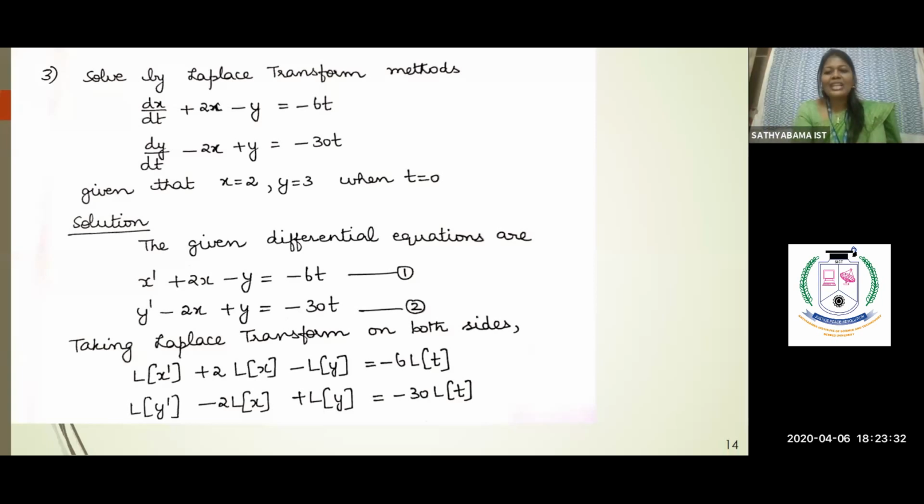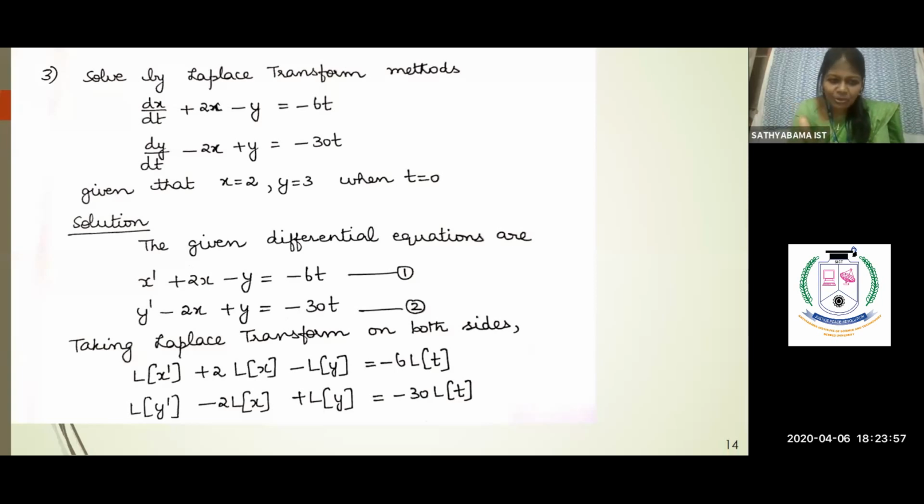All right, so let's start with the solution. I want you to remember the 6 steps that I told you. Okay, step 1. What are you going to do in step 1? Simply replace dx by dt by x dash, dy by dt by y dash. Okay, so that's how you get equations 1 and 2. So dx by dt is x dash plus 2x minus y equal to minus 60. Similarly, if you replace dy by dt by y dash, what do you get?